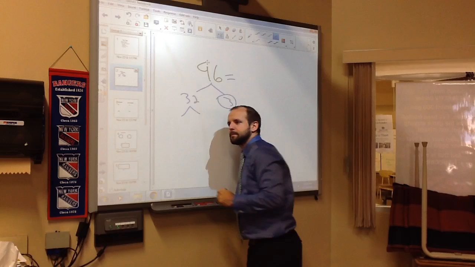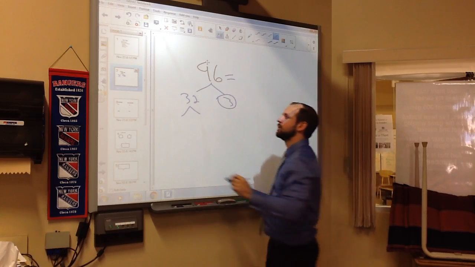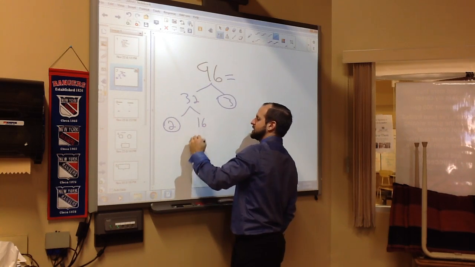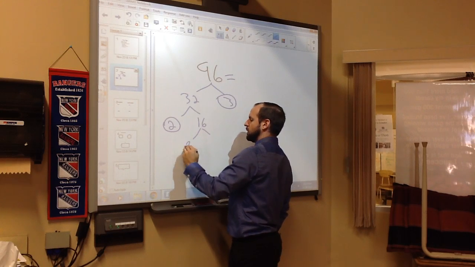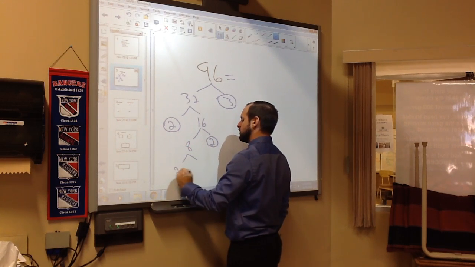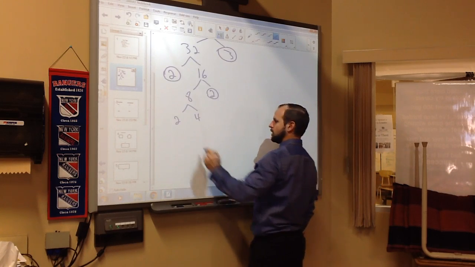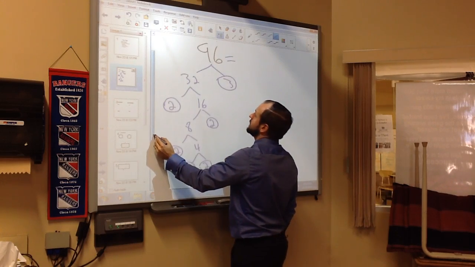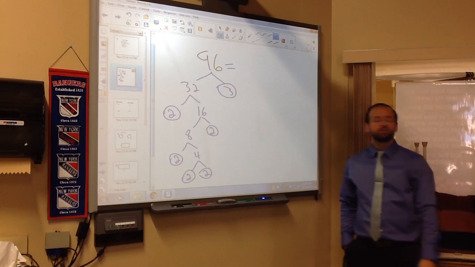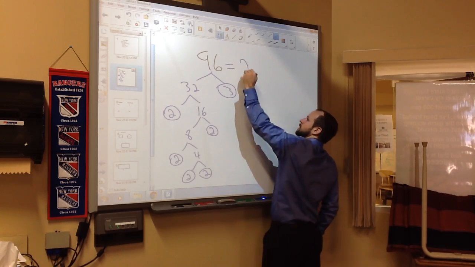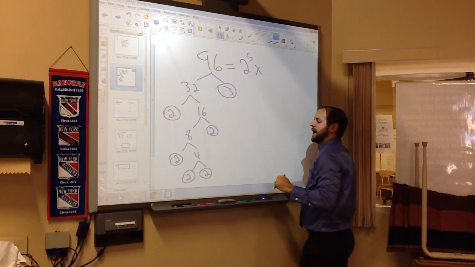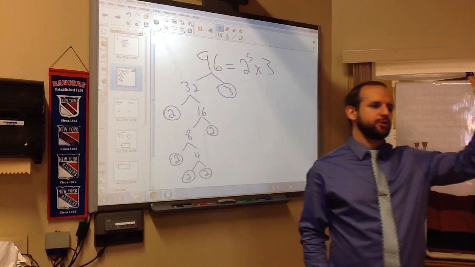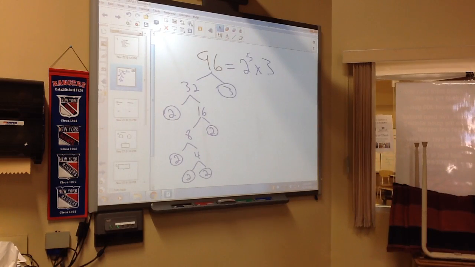32 is not prime. How can 32 be broken down? Divide by 2. 2 and 16. 16 can be broken into 8 and 2. 8 can be broken into 4 and 2. 4 breaks down into 2 and 2. How do I rewrite this factor tree? How many 2's are there? 2 to the power of 5 multiplied by 3. So if I take 2 times 2 times 2 times 2 times 2 times 3, I get 96.